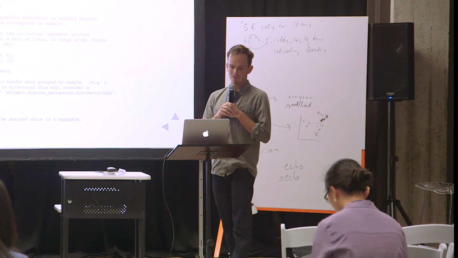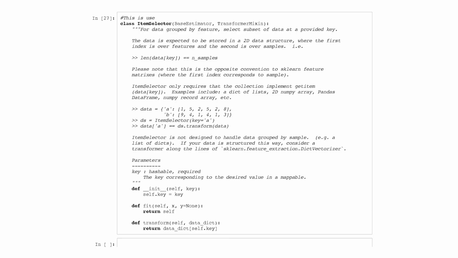The last slide here: I mentioned this item selector, which is sometimes required to select a particular column for use in a feature union step. Here is the item selector that is used in the sklearn docs. It's very simple, but for some reason still necessary. As you can see, the data that they assume in this case is actually a dictionary of lists, and that is another example of the sort of heterogeneous data types that they support in this pipeline functionality.